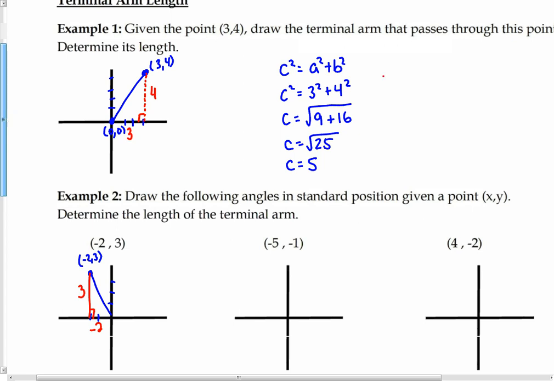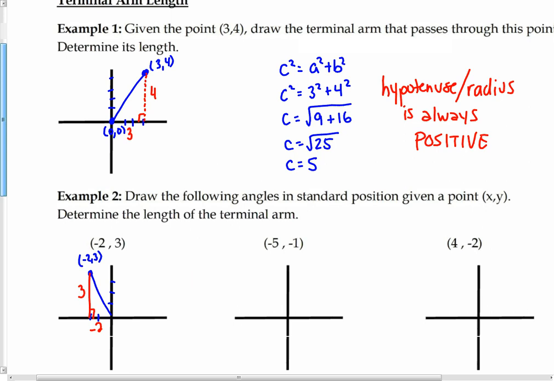We always use our hypotenuse, or also we're going to call it the radius, is always positive. Okay, so x and y can be negative, but when we solve for the length of the terminal arm, it's a distance, and a distance, or a length, is always positive. Okay, that length.